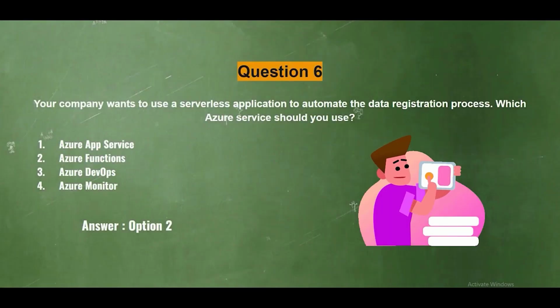Question 6. Your company wants to use a serverless application to automate the data registration process. Which Azure service should you use? And the options are: Number 1, Azure App Service. Number 2, Azure Functions. Number 3, Azure DevOps. Number 4, Azure Monitor. And the answer is option 2.